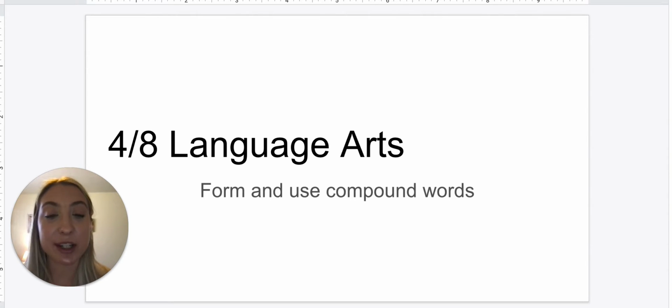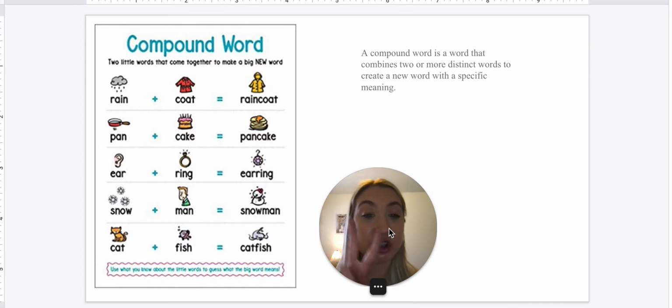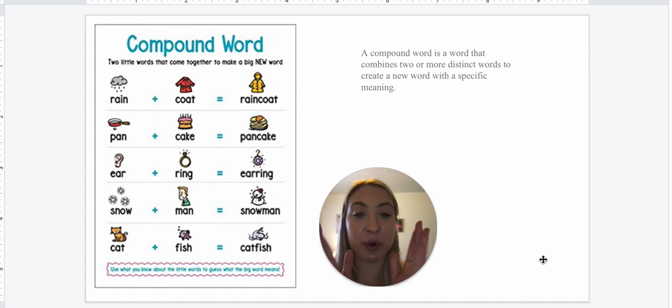Welcome to Language Arts. Today we are continuing with working on our compound words. So this will be our last day working with compound words. So let's do a little bit of a review. Remember, a compound word is a word that combines two or more distinct words to create a new word with a specific meaning. So we're taking one word plus another word, putting it together, and we're getting a new word. So these are the examples that we went over Tuesday.